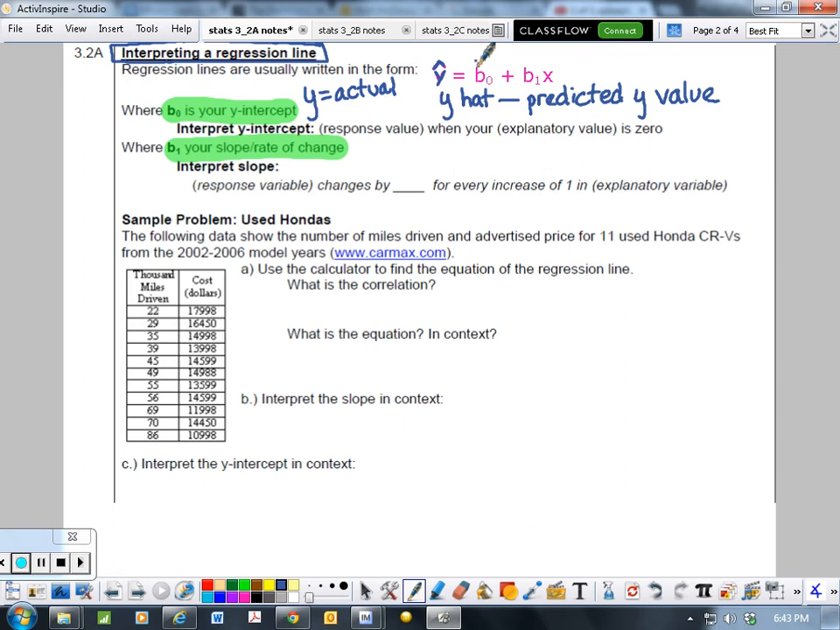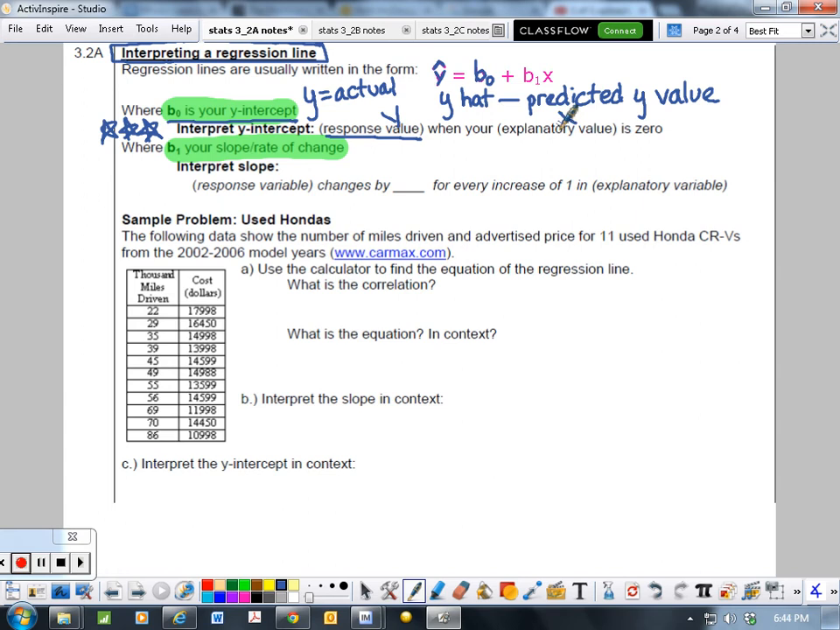Then we have B0. This is kind of like my beginning value at 0, also known as our y-intercept. Now, how we interpret the y-intercept: it is our response value, also known as our y value, when your explanatory value is 0.